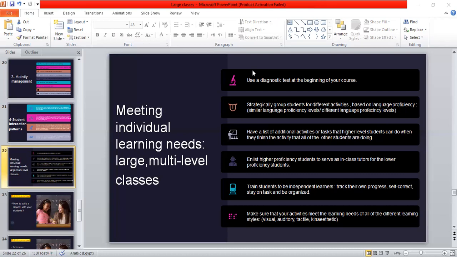Move. Not only every day. I know that an activity that requires movement in the classroom is really exhausting and tiring for the teacher and sometimes for the students. But try to give your students a chance to move in the classroom, not every day, it can be once a week. We have an activity where students can move in the classroom. This is how to meet the individual learning needs of your students in large classes. Any questions here?